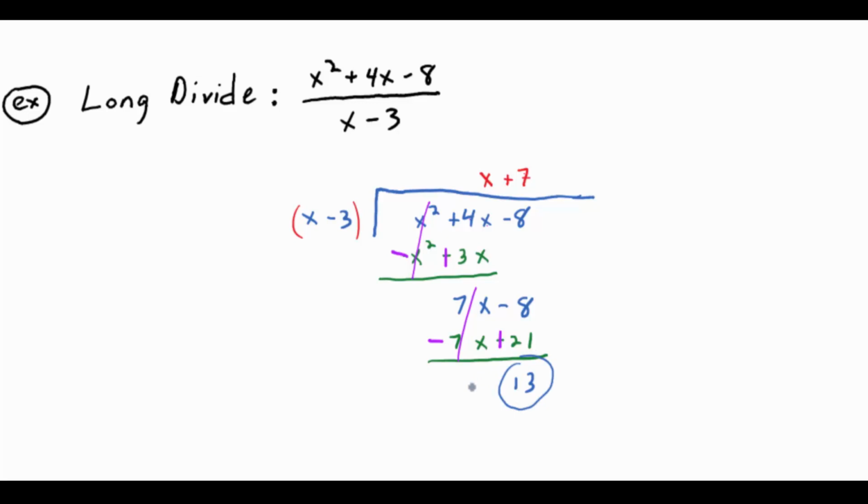So how do we write this? We usually go the quotient, which is x plus 7, plus the remainder divided by the divisor. And what we're really saying is this original fraction is equal to x plus 7 plus 13 divided by x minus 3. That's what we're really saying. These are equivalent.